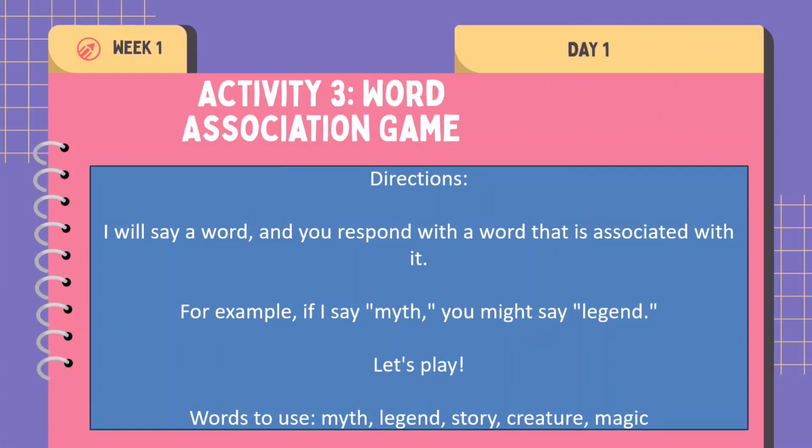Let's have our activity number 3, which is the word association game. I will say a word and you respond with the word that is associated with it. For example, if I say myth, you might say legend. Let's play.